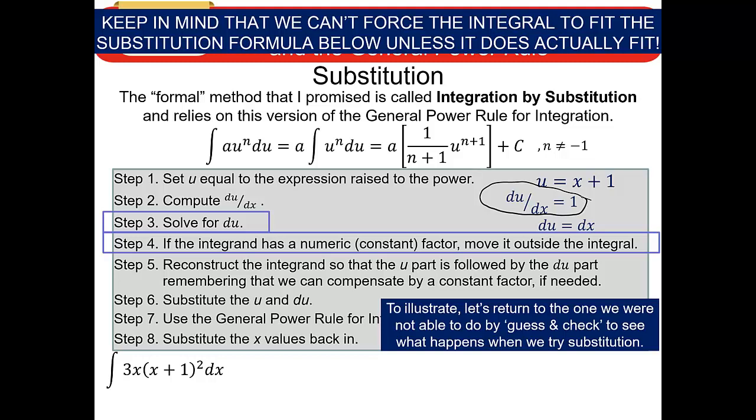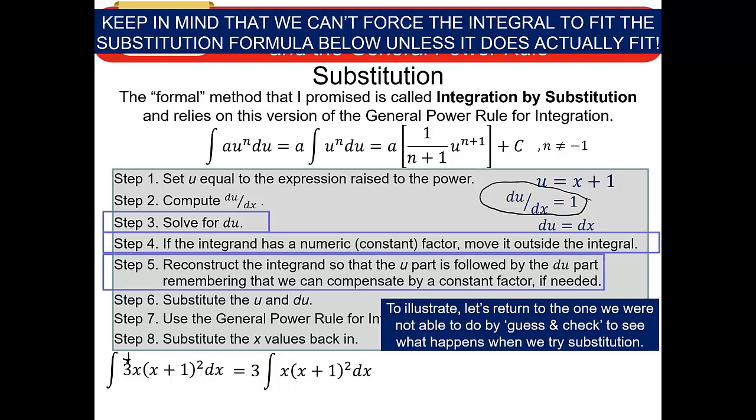Then you look to see if the integrand has a numeric, which is a constant factor, and if it is, move it outside. And I do see that there's a numeric factor of 3, so I'm going to move it out front. It just pushes it out of the way, and you don't have to worry about it, because the derivative of a constant times a function is the constant times the derivative of the function, and the integral of a constant times a function is the constant times the integral of the function. So it works nicely. You can take constant factors and sort of separate them from the other work you're doing.